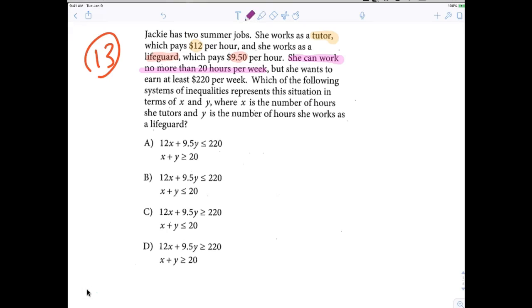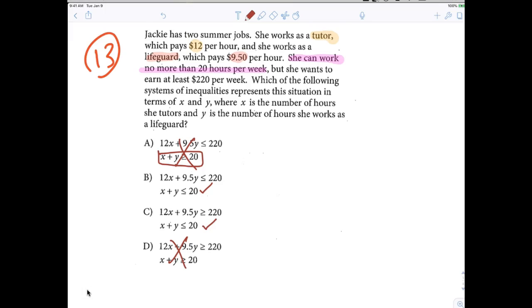Now your job is to go down and eliminate. A, right here, is out because that means she has to work more than 20 hours. B, okay. C, okay. D, out. Now you've narrowed it down to a 50-50 chance just because you knew that the hours combined had to be less than or equal to 20.